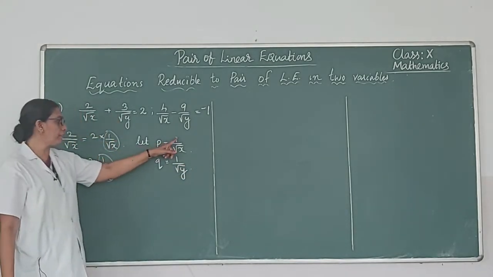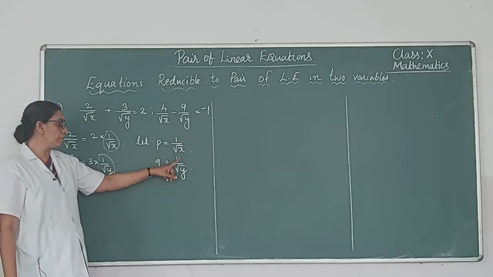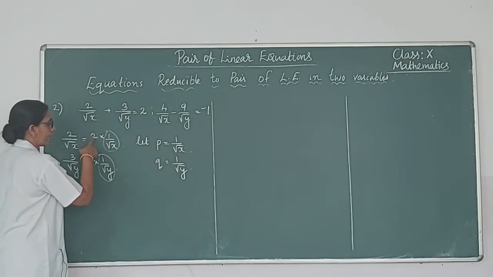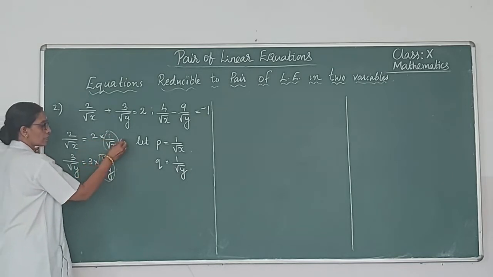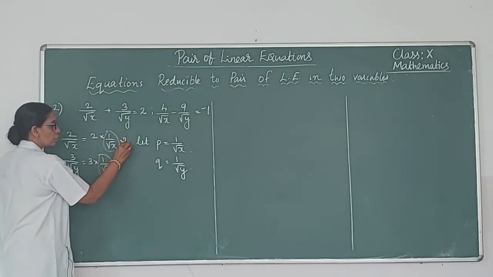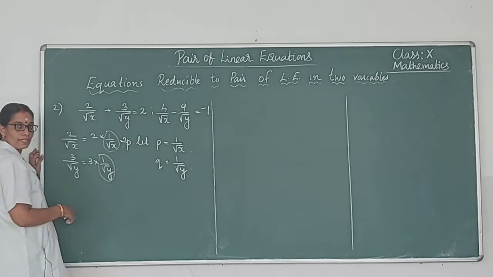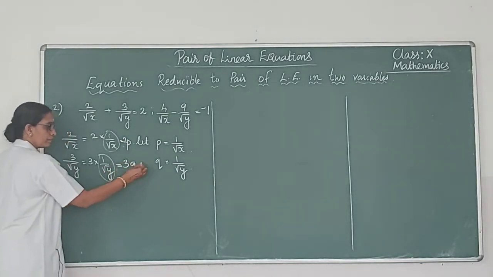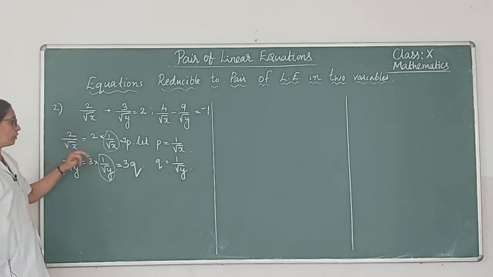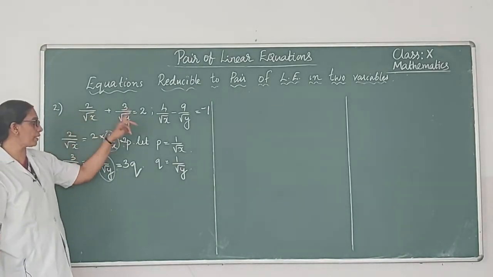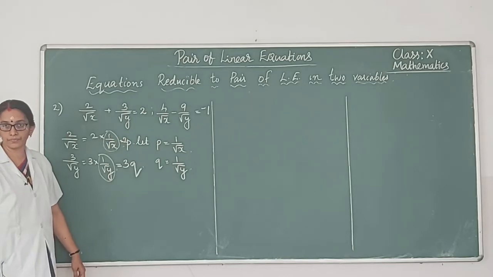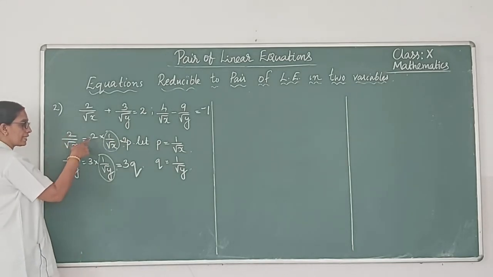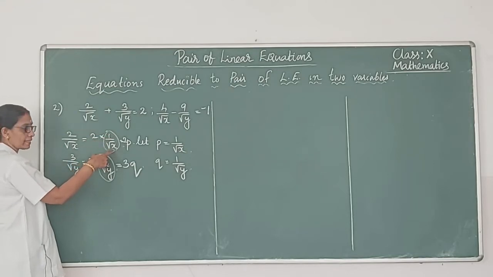Or let 1 by root x is equal to P, 1 by root y equal to Q. This 2 by root x can be written as 2 into 1 by root x. So this can be written as 2p. Isn't it? And this can be written as 3q. Now we have to change the equations according to this. See, here you should know 2 by root x is 2 into 1 by root x.